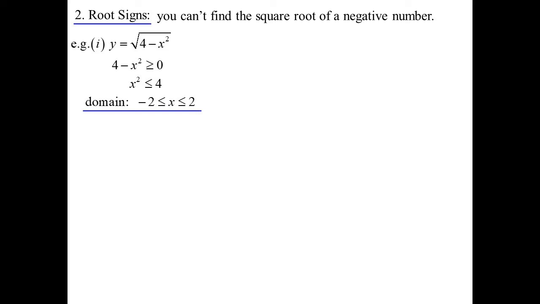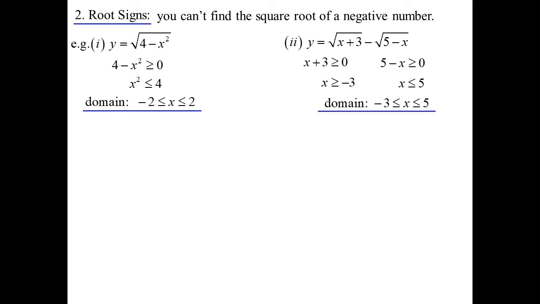There's my domain. Ooh, two square root signs. Well, I still can't find the square root of a negative number. So I know that x has to be greater than or equal to negative 3, but I also know x has to be less than or equal to 5. It has to obey both of those for a solution. So therefore the domain is in between minus 3 and 5.